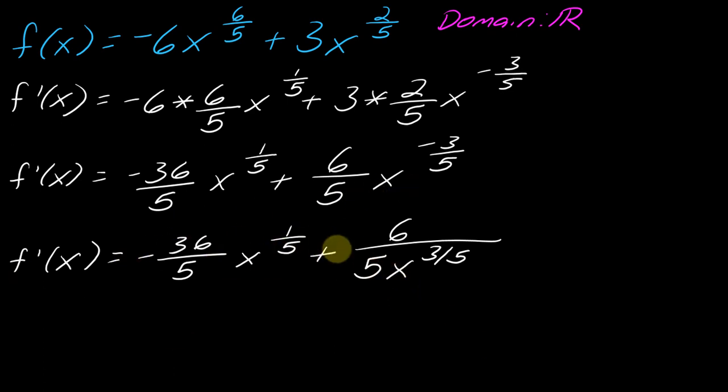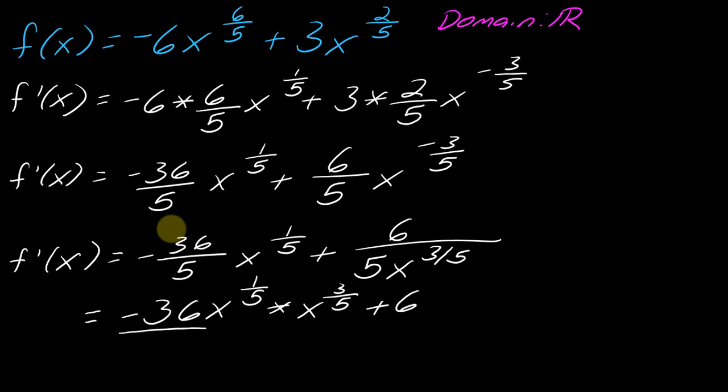One way that you can deal with this is to turn this into a fraction with a common denominator, which this is pretty darn close. These both have a 5 in the denominator. The only thing I would have to do is multiply this by 3 over 5. So why don't we just do that? I will make this negative 36 x to the 1/5, and then I'm going to multiply this also by x to the 3/5 plus 6. And all of this now is going to be over 5x to the 3 over 5. So just making sure you've got that.